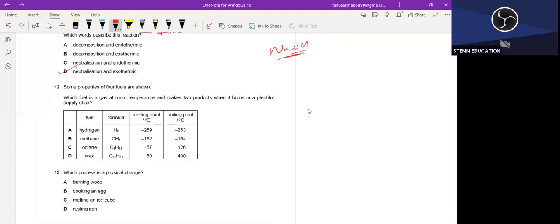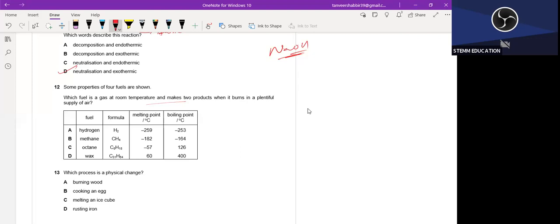So now question number 12. Some properties of 4 fuels are shown. Which fuel is a gas at room temperature and makes 2 products when it burns in a plentiful supply of air? So we have 4 fuels: hydrogen, methane, octane, and wax, and the melting point and boiling point are given. So we need to find out which fuel makes 2 products when it burns in a plentiful supply of air.